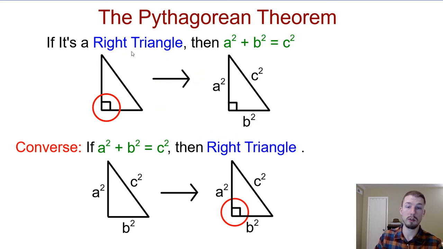If it's a right triangle, we know the Pythagorean theorem holds. And if the Pythagorean theorem is true, then we know it has to be a right triangle. In fact, the true Pythagorean theorem is the conditional statement: if it's a right triangle, then a squared plus b squared is c squared. The converse of that statement is true as well. So if a squared plus b squared is equal to c squared, then the angle opposite the longest side has to be a right angle.